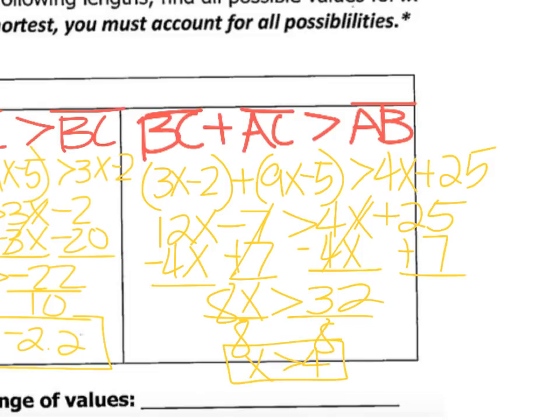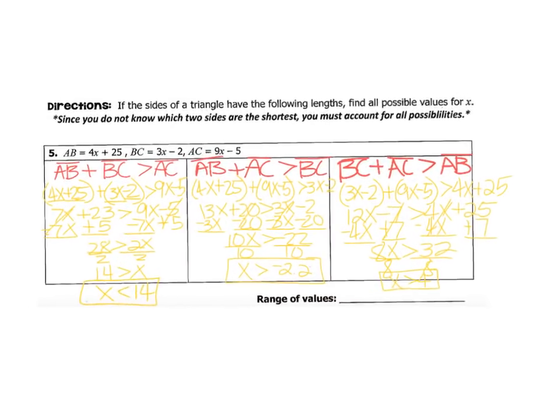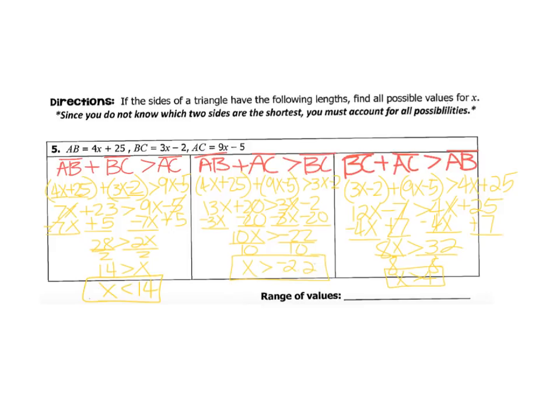All right, so here are our 3 scenarios and the 3 inequalities that occur. We've got that x has to be less than 14, so we have 1 less than, and then we have 2 greater thans. So right off the bat, we know that x has to be less than 14. That's a guarantee, because it's the only less than that we have. But now we've got 2 greater thans. We know that x has to be greater than negative 2.2 and x has to be greater than 4. So it has to be all of these.